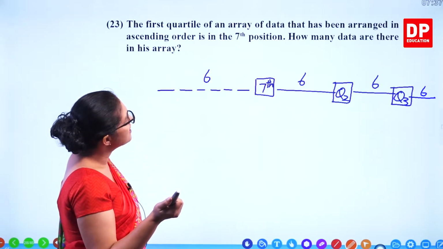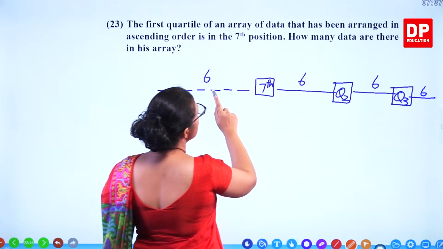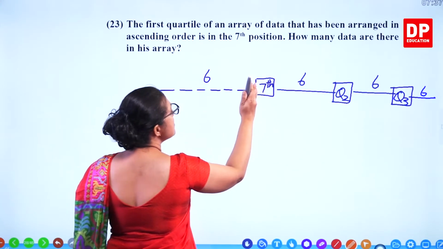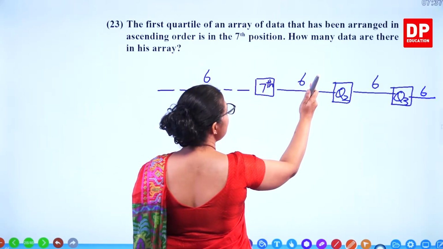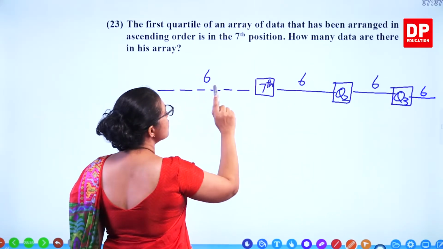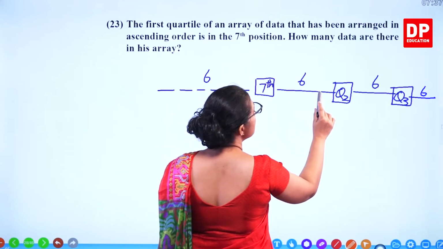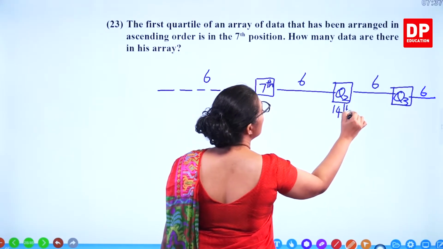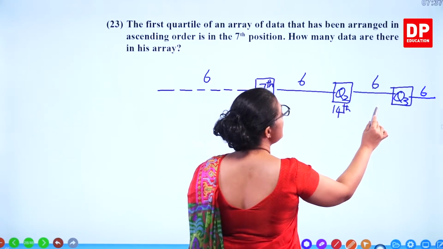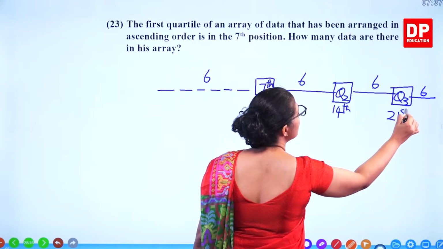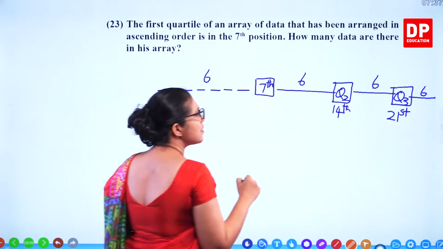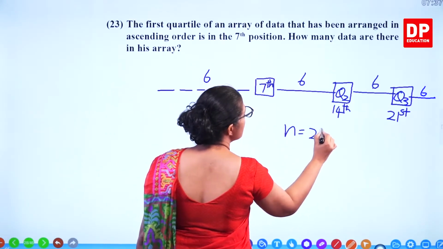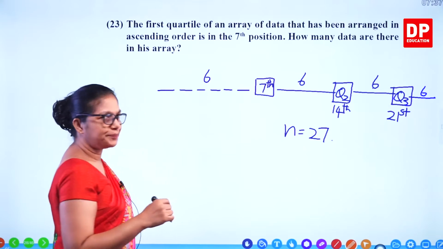So how many numbers are there? 6, 6, 6, 6. So this is 7, 7 plus 6. What's that? 7 plus 6, 13. And this is the 14th one. 14 plus 6, 20. This is the 21st one. 21st one plus 6, there are 27 numbers. So that's one way of doing that.